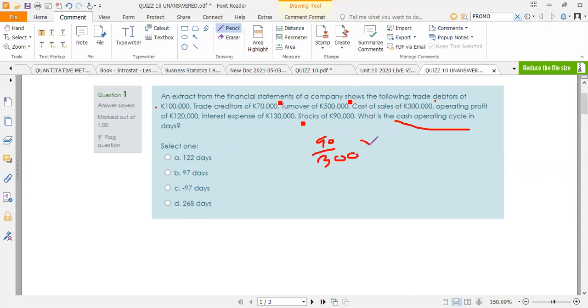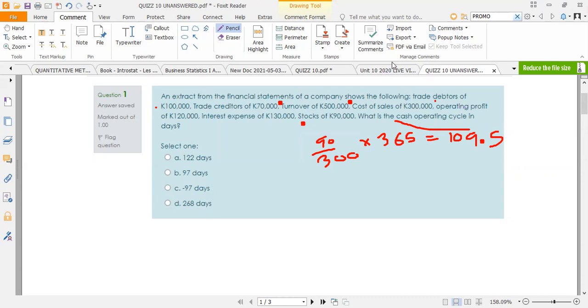So what are you getting here? 109.5. So what do we call this? This is called the stock period. The stock days period. Good.